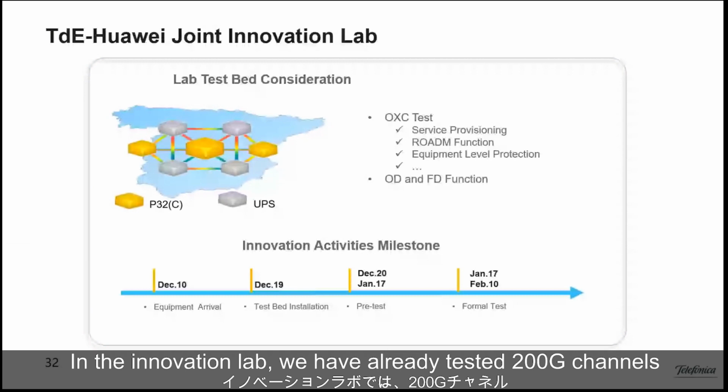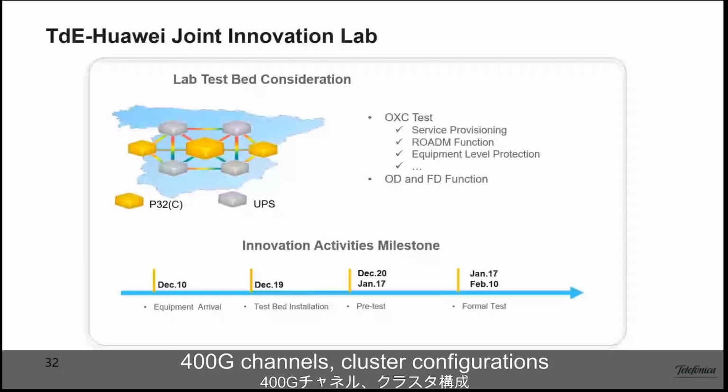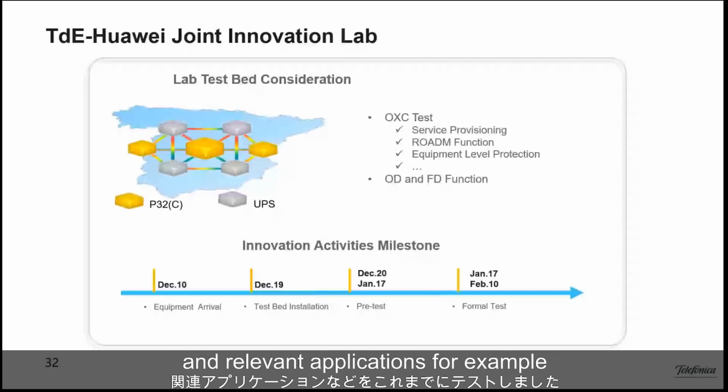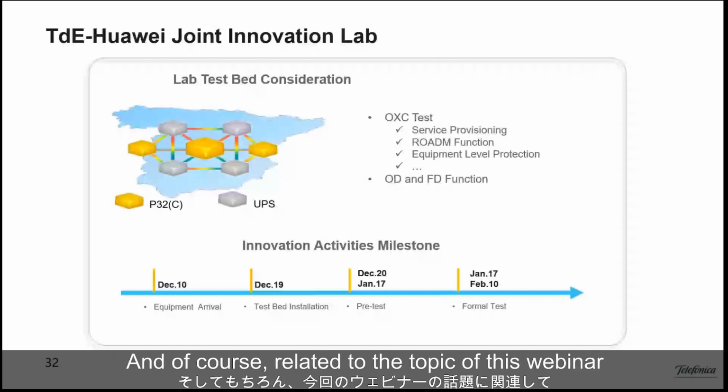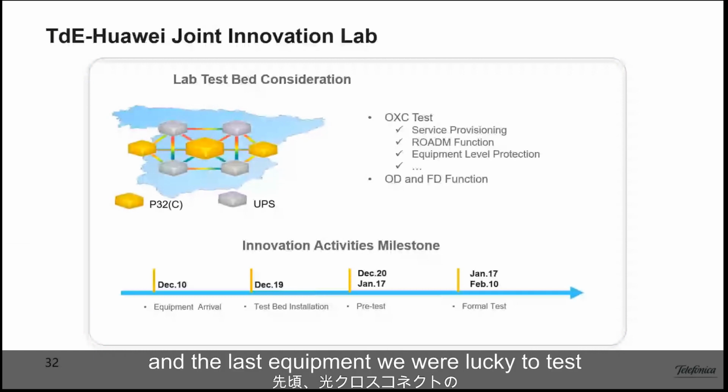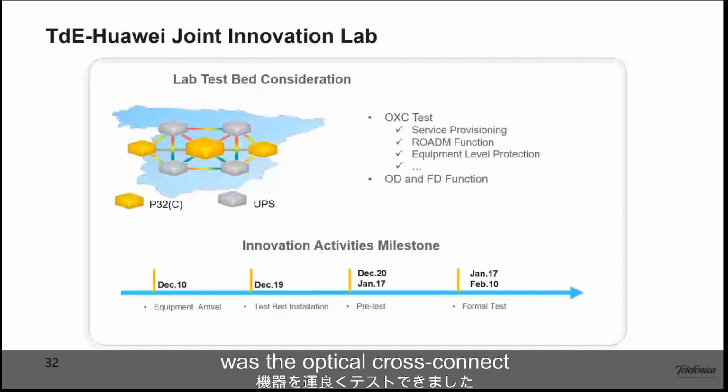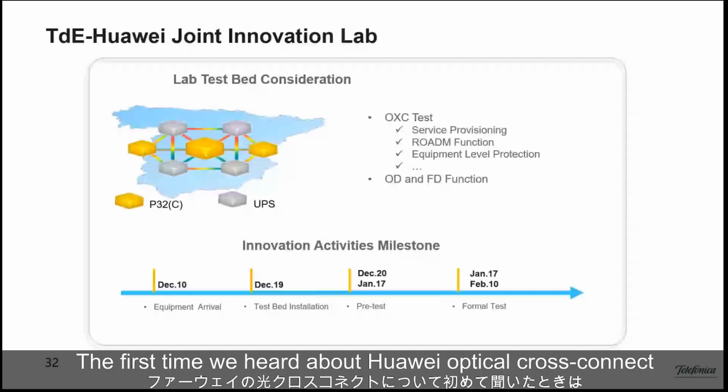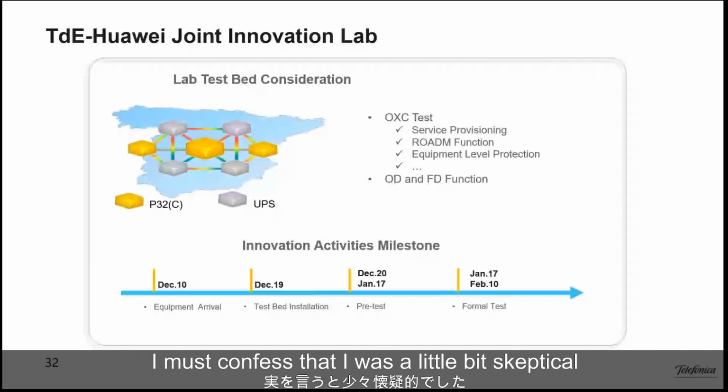In the Innovation Lab, we have already tested 200G channels, 400G channels, cluster configurations, and RAMAN amplification, for example. And of course, related to the topic of this webinar, the last equipment we were lucky to test was the optical cross-connect.